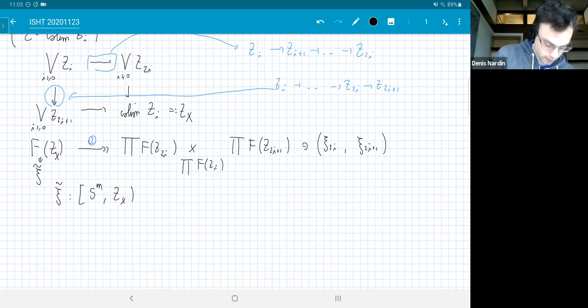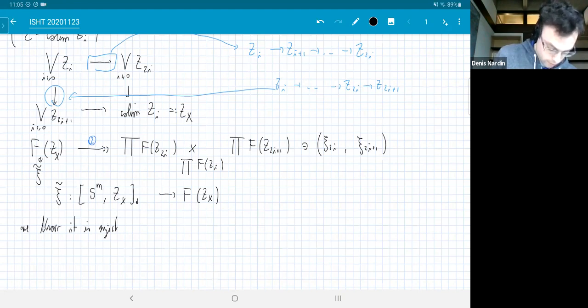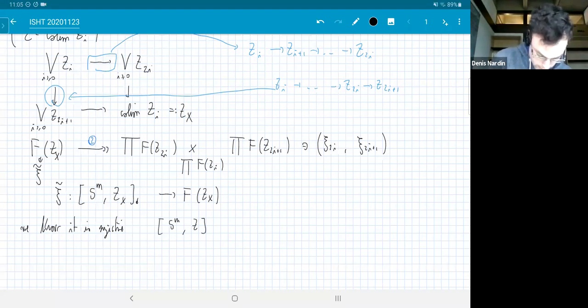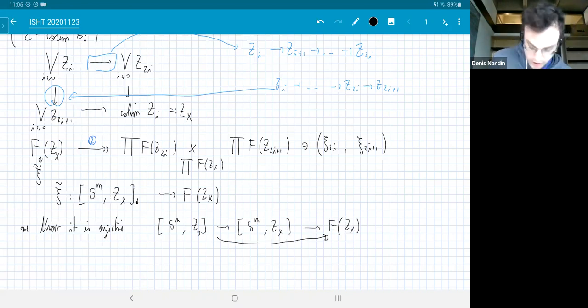So we have this map, and we know it is surjective because there is this map. This map was surjective by construction. So the only question is, is this actually injective?